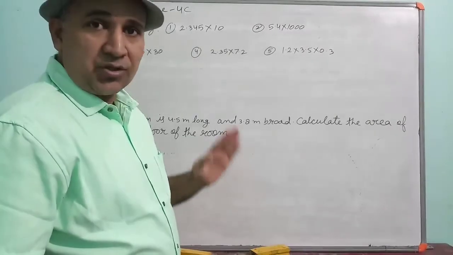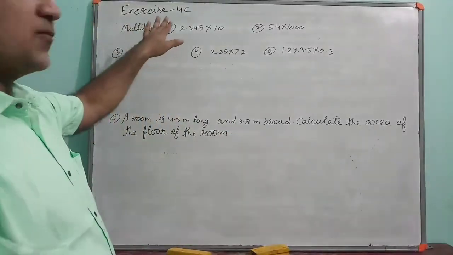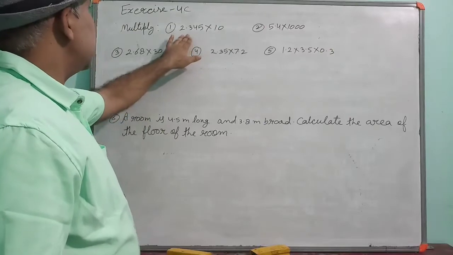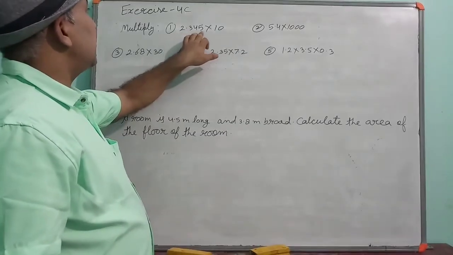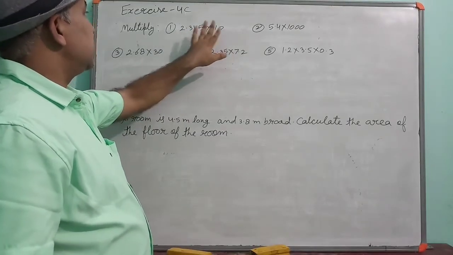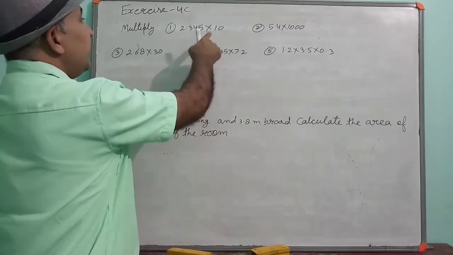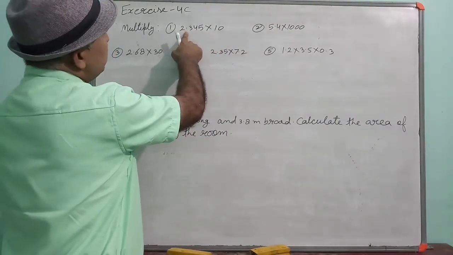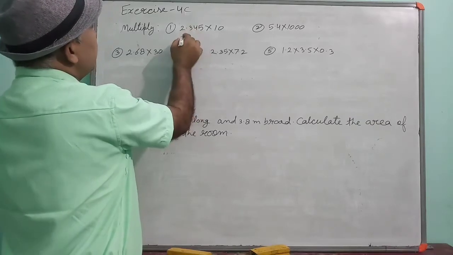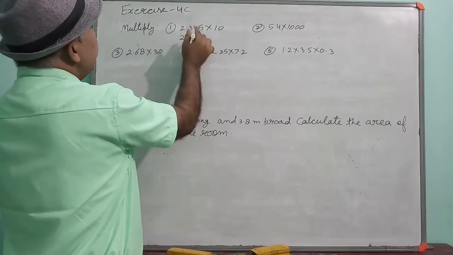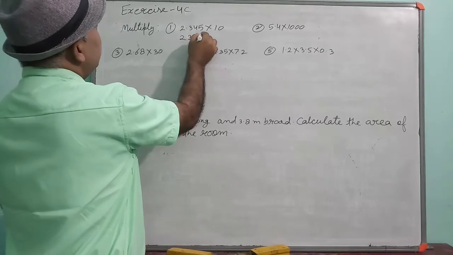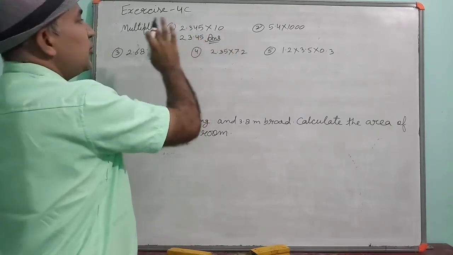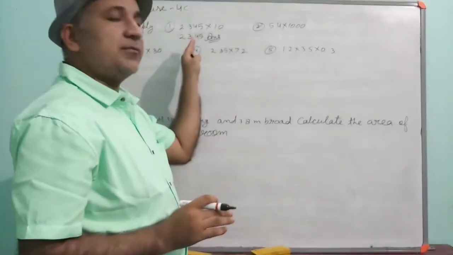Okay children, now see the next exercise, exercise 4C, which is based on multiplication. The first question is 2.345 multiplied by 10. Children, it's very simple. When 10 is multiplied by any decimal number, then the decimal shifts one digit to the right hand side. That means it will become 23.45. No need of doing multiplication. Directly you can give the answer.